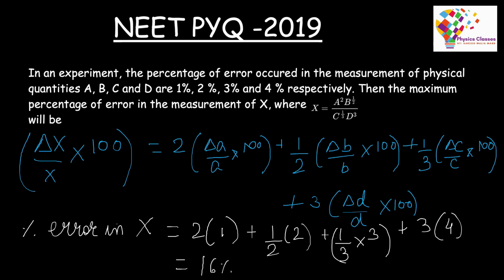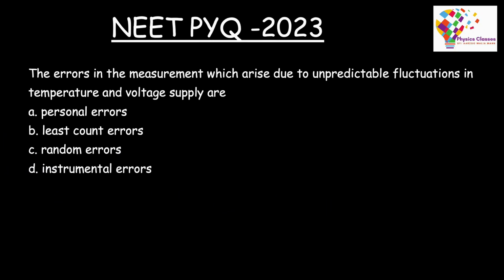Now let us move on to another NEET PYQ. This is from NEET 2023. It says the errors in the measurement which arise due to unpredictable fluctuations in temperature and voltage are. The key word here is unpredictable fluctuations. Whenever it's unpredictable, something that you cannot anticipate beforehand, we will call it a random error. So the answer directly over here is a random error. It's not a personal error, it's not a least count error, it's just a random error that is arising. It was an easy and straightforward question.